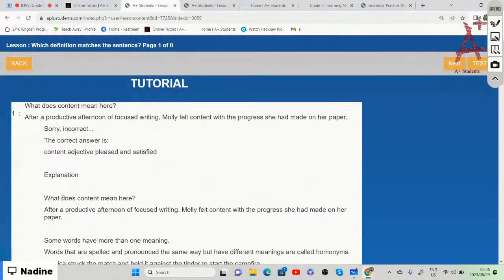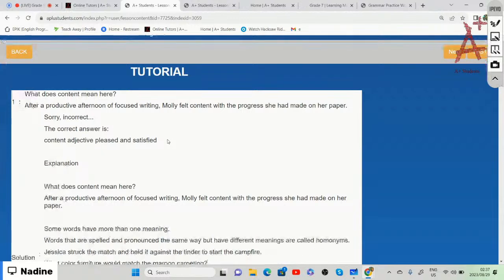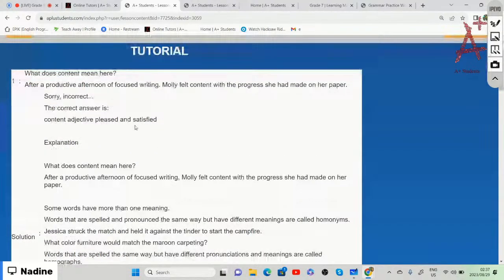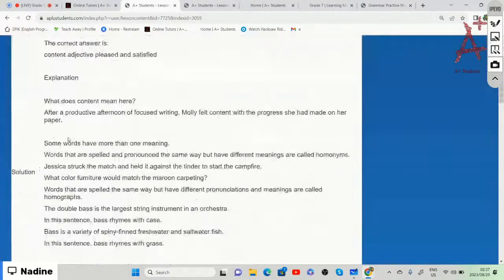All right, if we look at the sentence, it says: after a productive afternoon of focused writing, Molly felt content with the progress she had made on her paper. Content in this case means she is pleased or satisfied. So when you are pleased and satisfied with what you can hand in on this paper, you'll probably get good marks. So in this case, the content means pleased and satisfied.